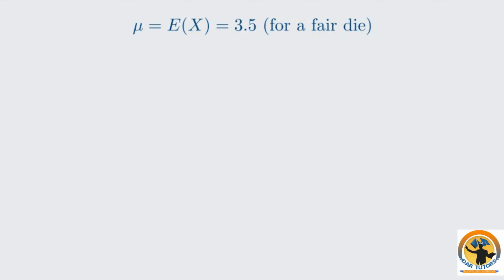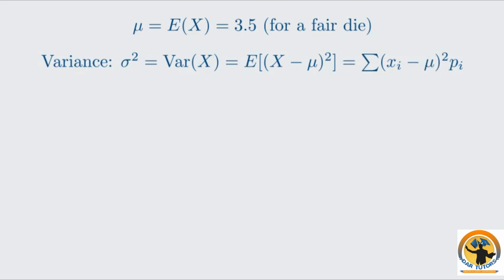Variance is a measure of the squared deviation from the mean. We denote the variance with sigma squared. Its formula is the sum of the squared differences between each possible outcome xi and the mean mu, multiplied by the probability pi of that outcome. In other words, we're calculating a weighted average of the squared deviations. The higher the variance, the more spread out the distribution is.